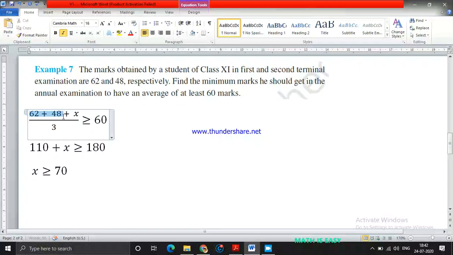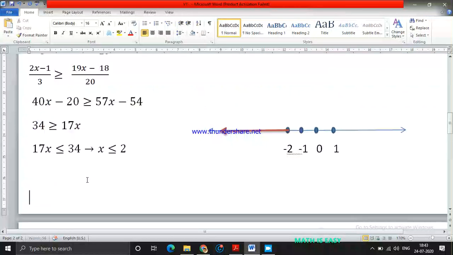If I take 69 as the X value, then 110 plus 69 is 179. If I take 179 upon 3, will it give me 60 or more? No, because minimum I want 180. 180 upon 3 is 60. So I'm getting 179, which will give me 59 point something. That's why X has to be either 70 or more than 70. I hope this question is clear.